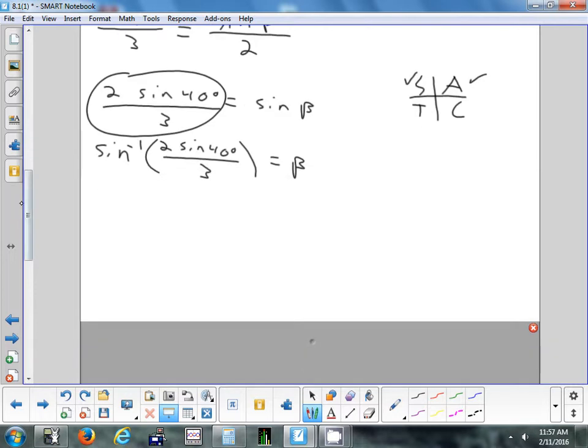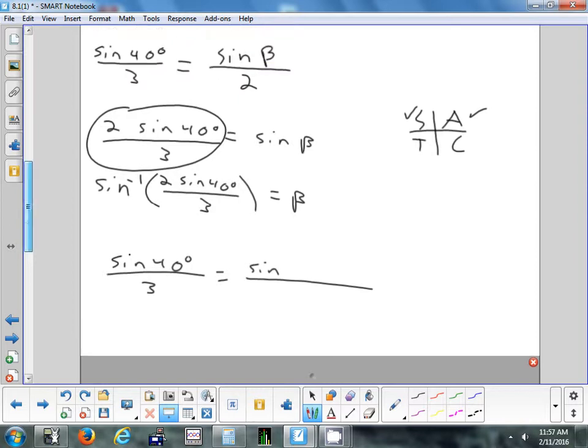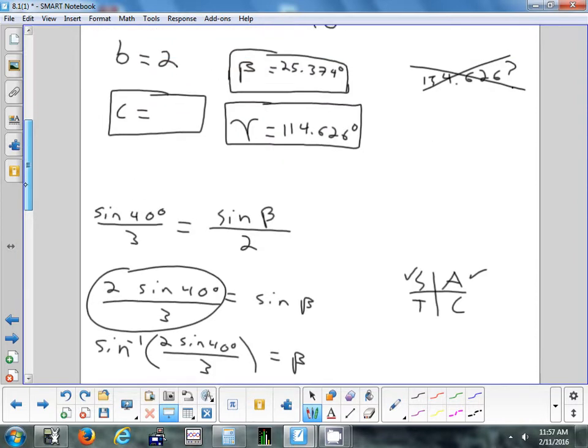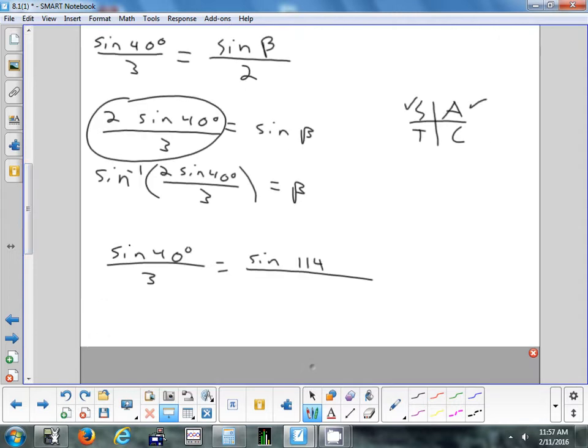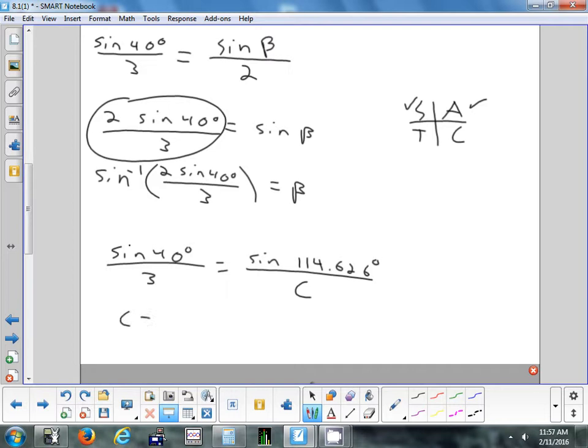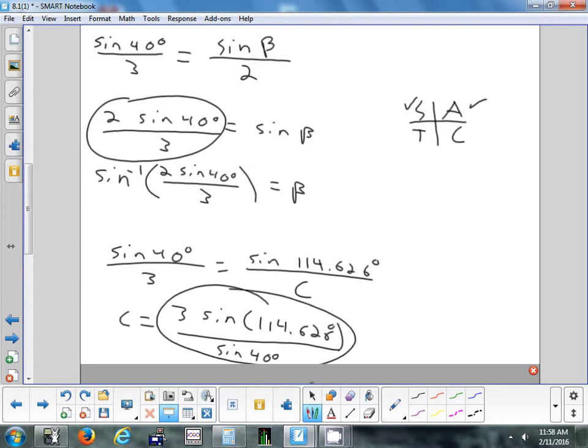Okay, so sine 40 over 3 equals sine 114.626 over C. Okay, so we cross multiply. And if somebody has that decimal, that would be good. So 3 sine 114.626, and then you divide by sine 40. And that's your answer for C.